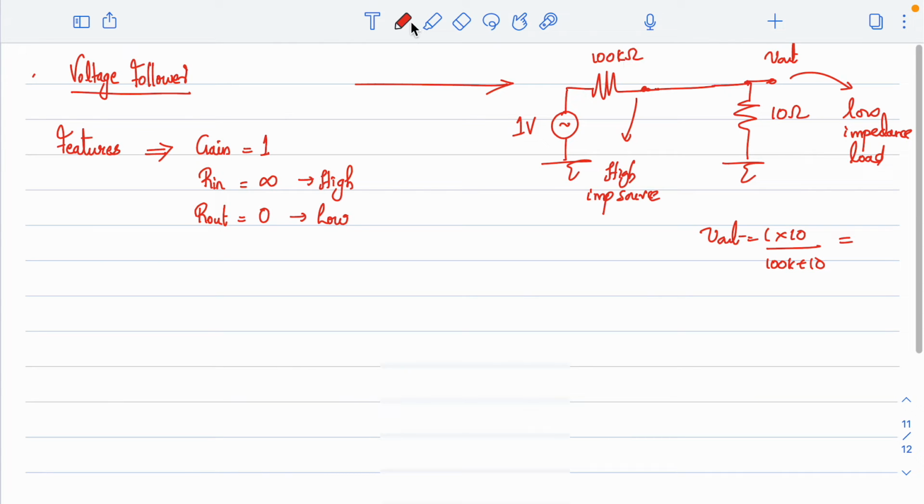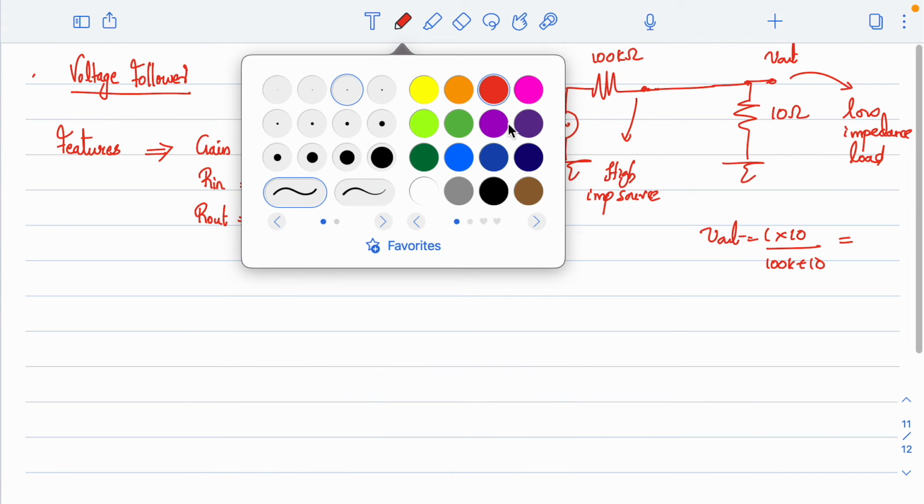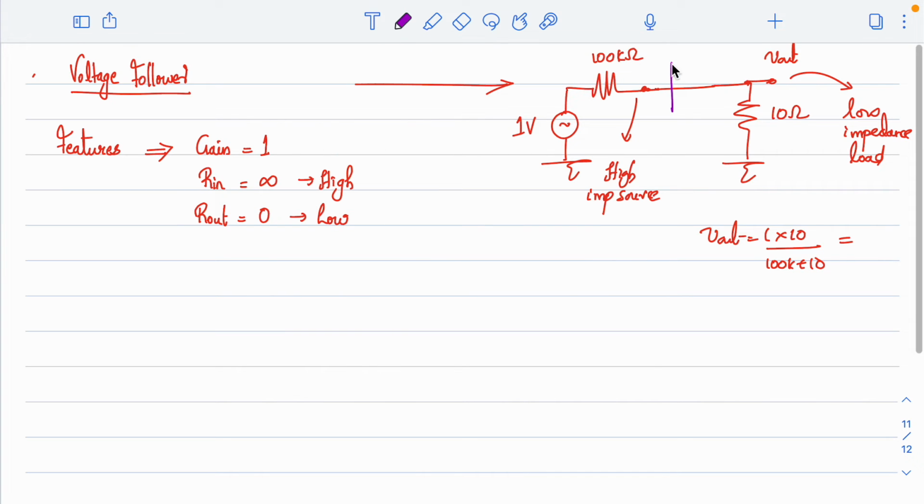What we generally do is we connect something in between, and that block is called a voltage follower. It will have a gain of 1 so that the signal will not be disturbed, but it will offer a very high impedance so that the entire voltage will be available here, and it will offer very low impedance such that the entire voltage will be connected to the load as well. This is the basic idea of bringing in a voltage follower. We have discussed this enough before.